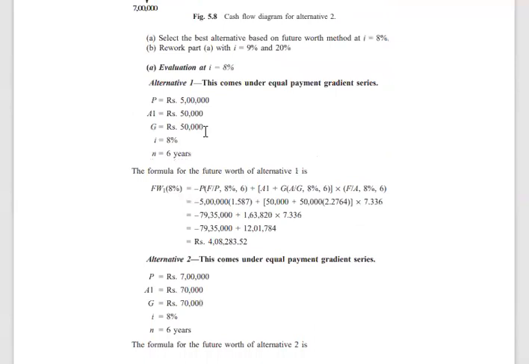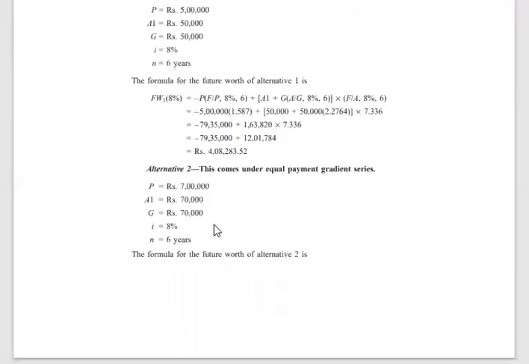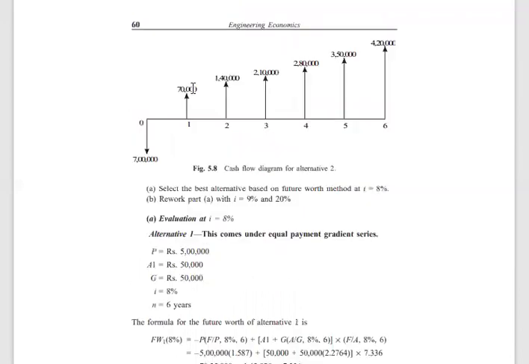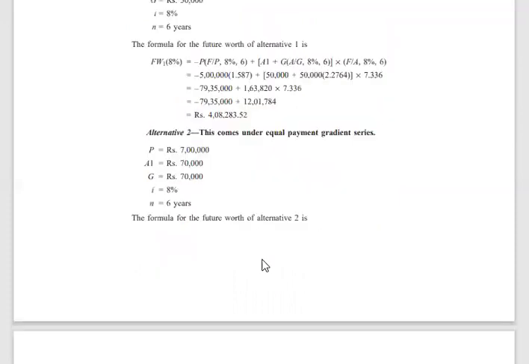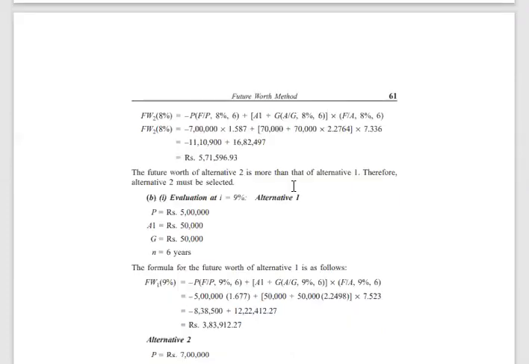Because for alternative 2 they have given 7 lakhs 70,000 and then 70,000 as G. So you can substitute it and get the value. The future worth of alternative 2 is more than that of alternative 1, so you are opting for alternative 2.